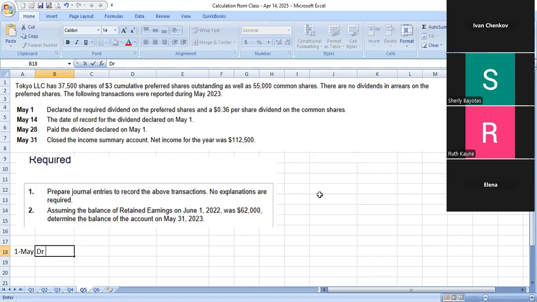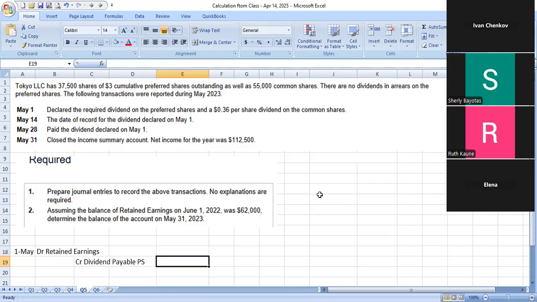Debit retained earnings. I agree with you. The retained earnings amount we're going to determine later. Credit dividends payable, preferred shares. How much will that be? Let's pay them what they want. They have 37,500 shares and we're paying them $3 per share, right? Yeah. 12,500.